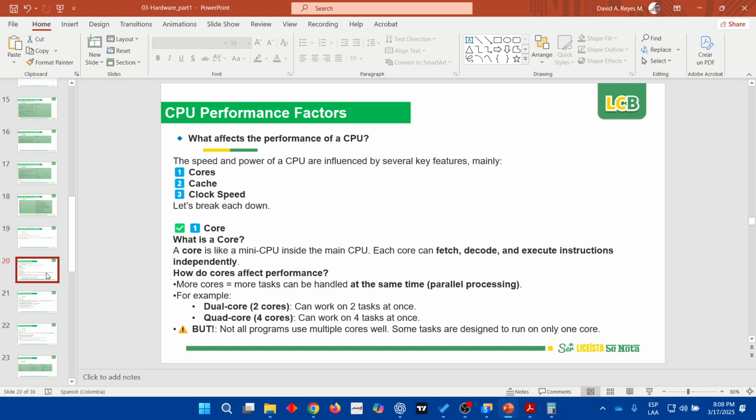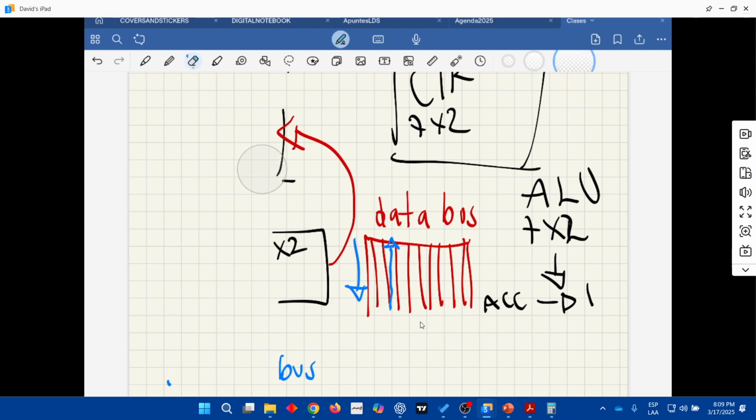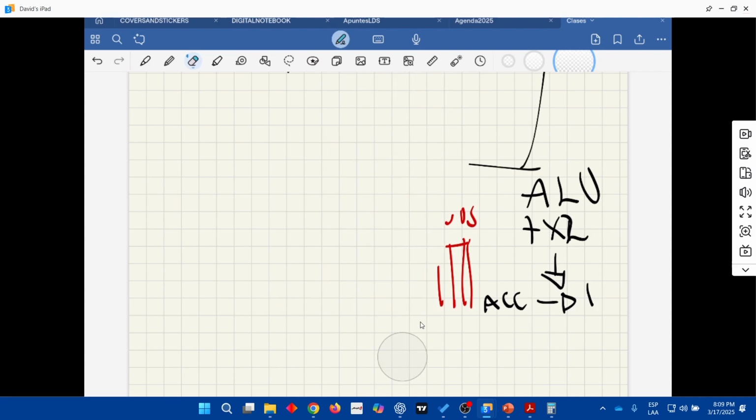The core. What is a core? The core is like a mini CPU inside the main CPU. Each core can fetch the code and execute independently. Remember that I told you the cores are the way the CPU is divided, and every single division is like a brain. So let me explain it.